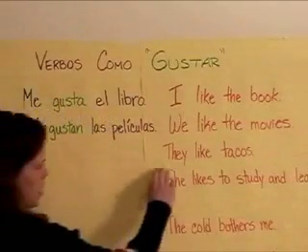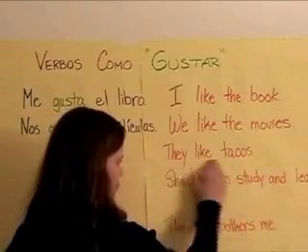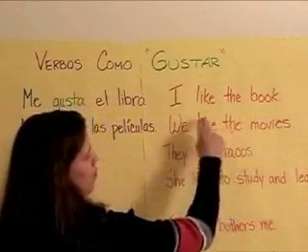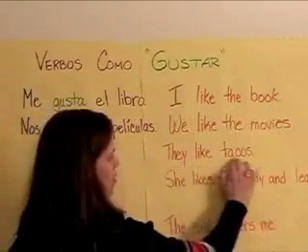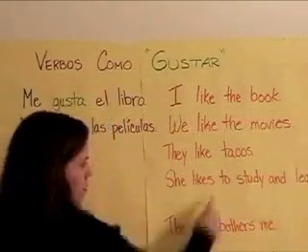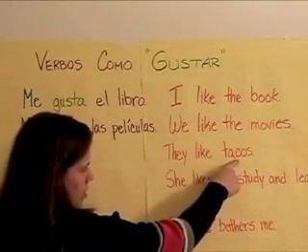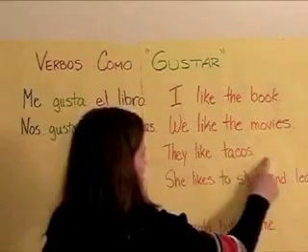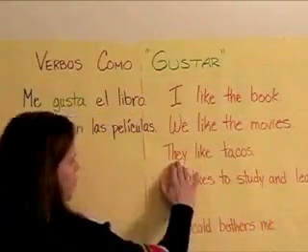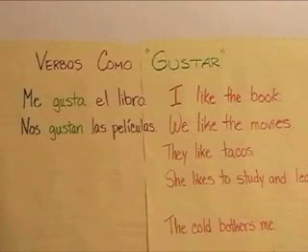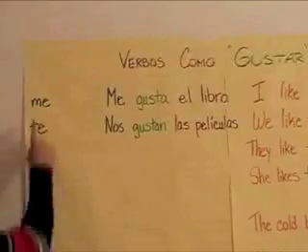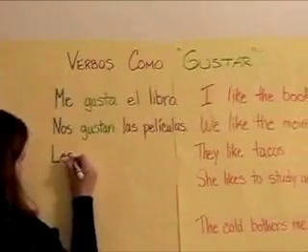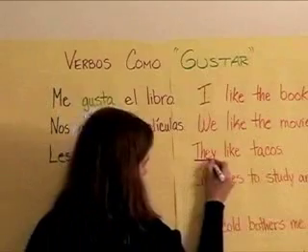So let's try it with a sentence here in English. They like tacos. With this sentence, for example, we like the movies becomes the movies are pleasing to us. So how could you say this sentence in that reverse order? Tacos are pleasing to them. To them, muy bien. So what's my indirect object pronoun for to them? For to them is les. So we're going to use les, and that takes care of they.